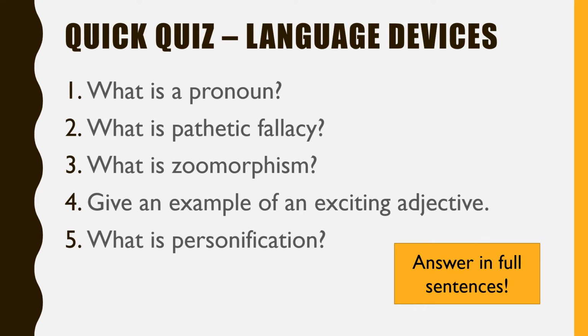So just to get us warmed up, we're going to do a quick quiz on language devices. I'd like you to answer these 5 questions in full sentences in your English book. So the questions are: what is a pronoun? What is pathetic fallacy? What is zoomorphism? Give an example of an exciting adjective, and what is personification? I'd like you to spend 5 minutes doing those questions.